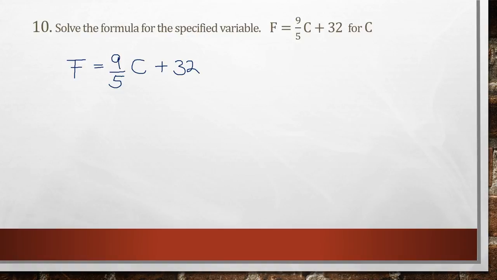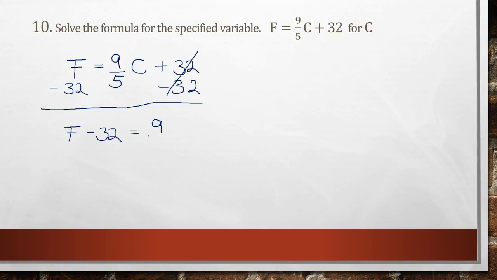To move 32 to the other side, I'm going to subtract 32 from both sides. On the right side, 32 cancels out as 0. Then F minus 32, these are not like terms, so I cannot combine them. I'm just going to write them next to each other: F minus 32, and I'm left with 9 over 5 c. Now, I have only one fraction in this problem, so I don't have to eliminate the fractions. I'm going to use the rule of multiplying by the reciprocal to eliminate the 9 over 5 in front of the c. The reciprocal is just 5 over 9.